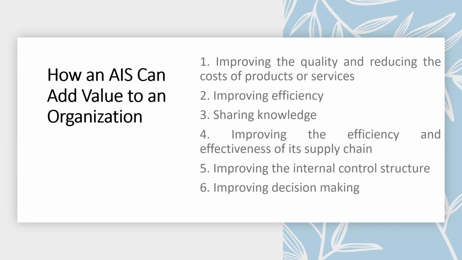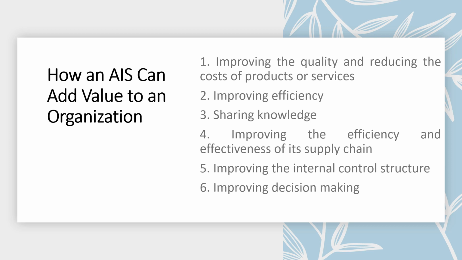Fourth is improving the efficiency and effectiveness of the supply chain. When we say supply chain, it could be the purchasing process or the production process. It allows customers to directly access inventory, and of course the sales order entry system can reduce sales and marketing costs, thereby increasing customer retention rate. So that's efficiency and effectiveness.